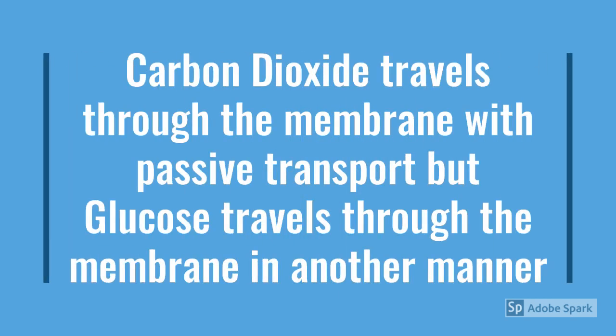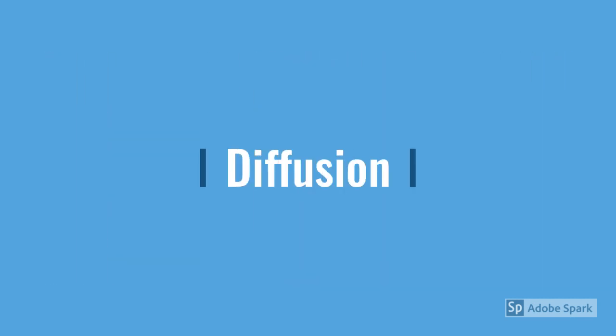Carbon dioxide travels through the membrane with passive transport, filtering through the phospholipids, whereas glucose travels through the membrane in a different type of passive transport, which is called facilitated diffusion. Now, before I wrap up, let's talk a little bit about diffusion.